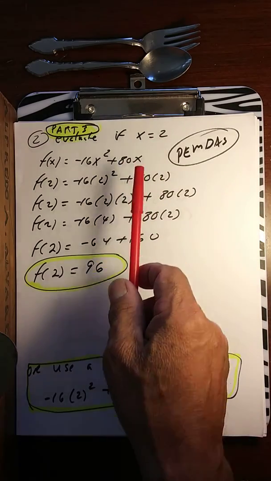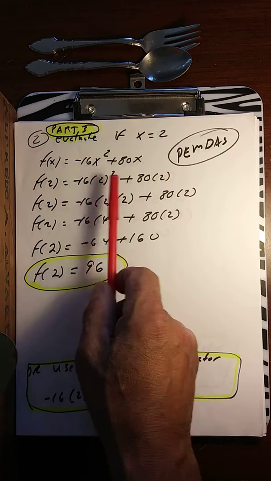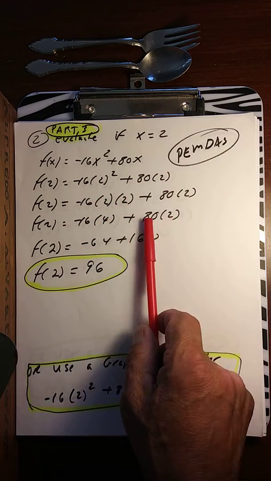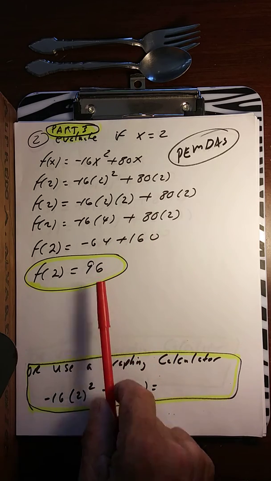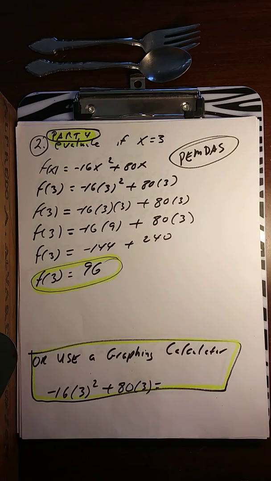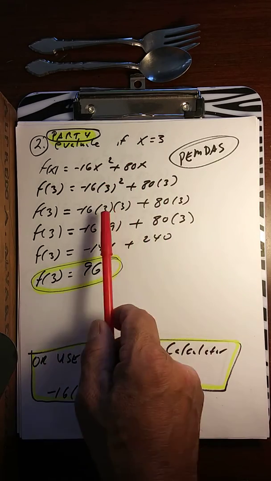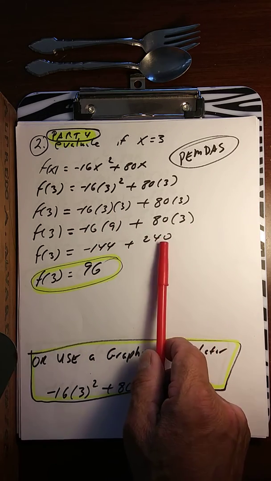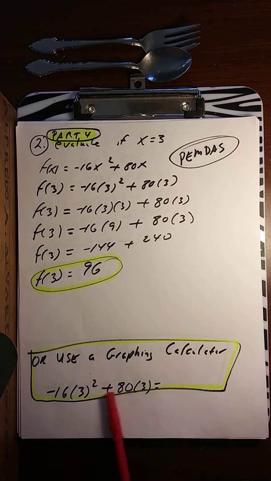If x equals 2, so -16 times 2. 2 times 2 is 4. 4 times that is -64. That is 160. 160 minus 64 is 96, or use a graphing calculator. Evaluate if x equals 3. Put a 3 there, put a 3 there. 3 times 3 is 9. 9 times that is -144. That times that is 240. 240 minus 144 is 96, or put it in a graphing calculator.